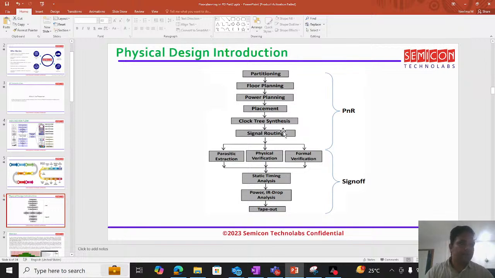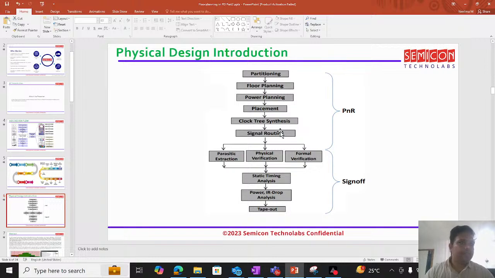Okay, now signal routing. We have global route, track assignment, and detail route. Global route will be there all the way from floor plan, because that is where we define the global congestion. Similarly, in post placement as well, we have global route, where we define the local congestion. And then we have track assignment and detail route.